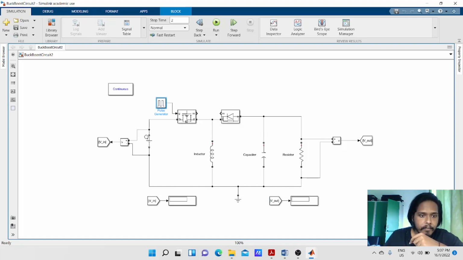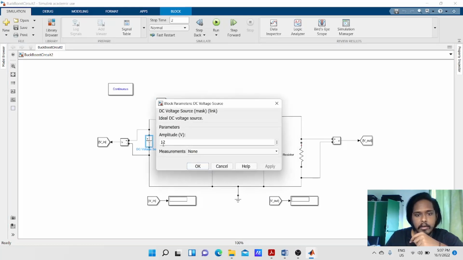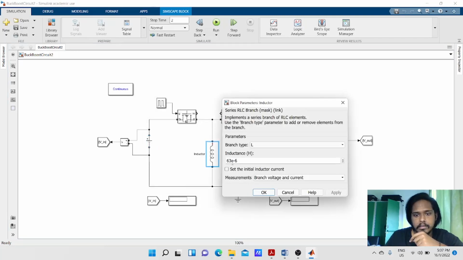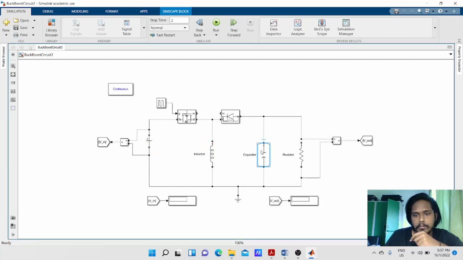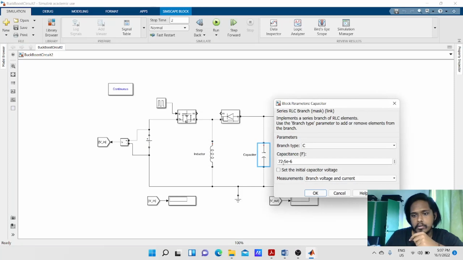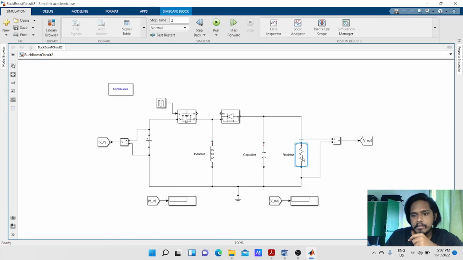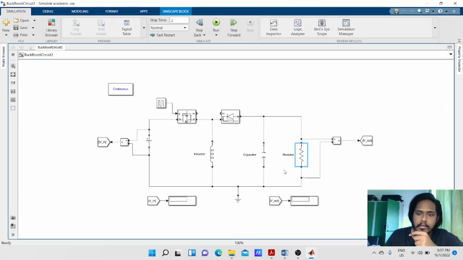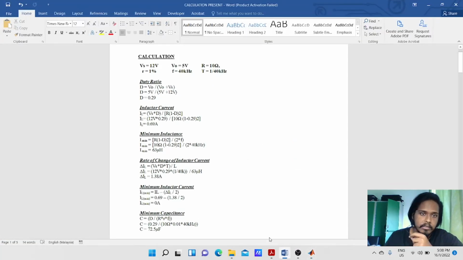First we set the value for the DC voltage. The input value is 12 volts, and for the inductor we choose 63 micro H. For the capacitor value we choose 72.5 micro F. For the resistor value we choose 10 ohm. We take these values from the calculation we did previously, before the circuit.